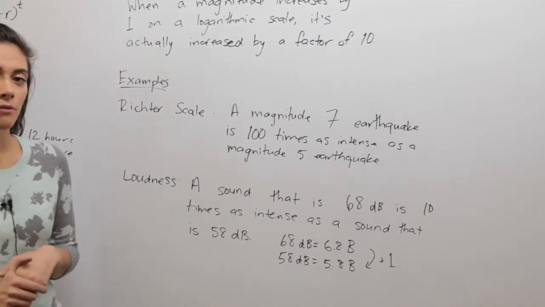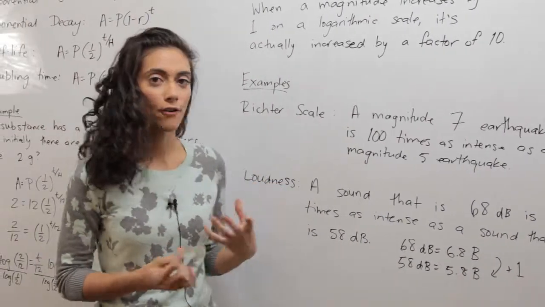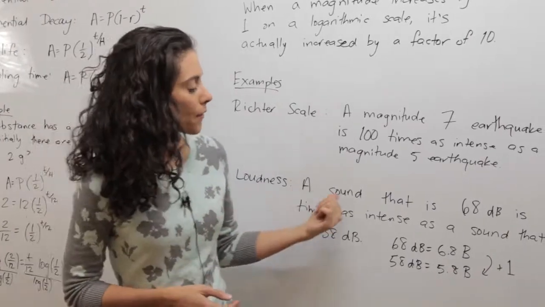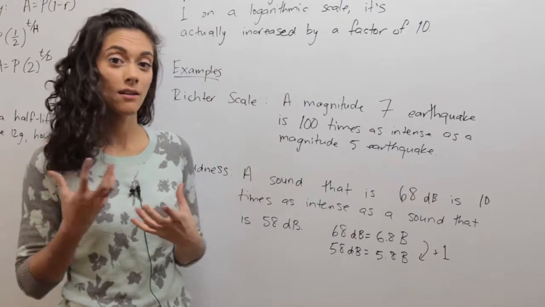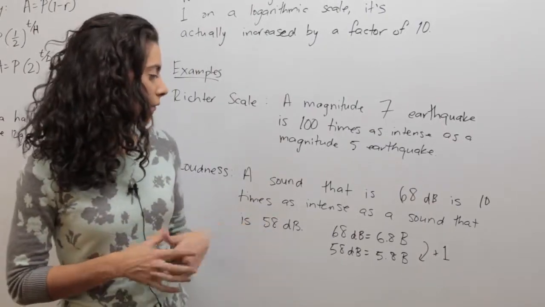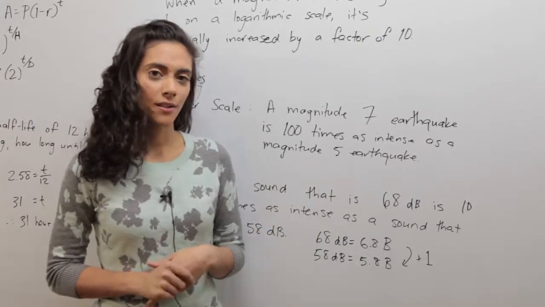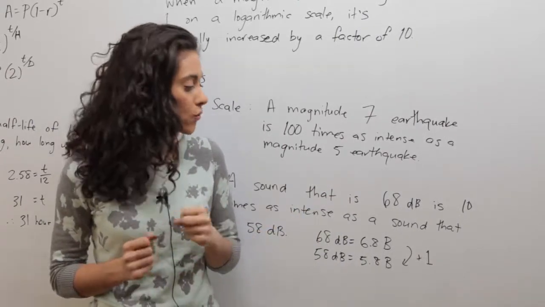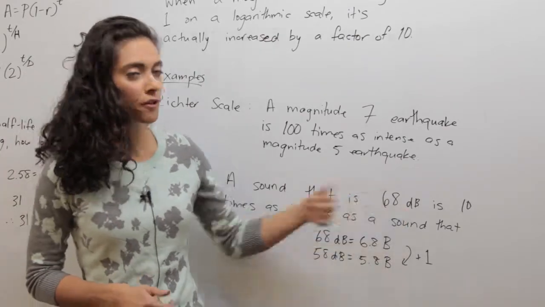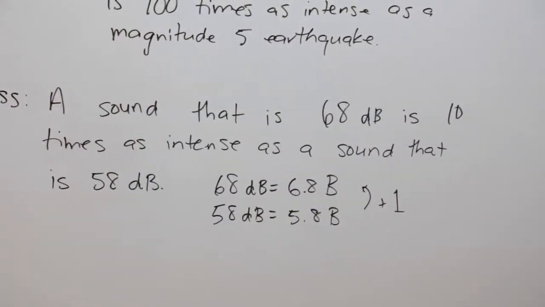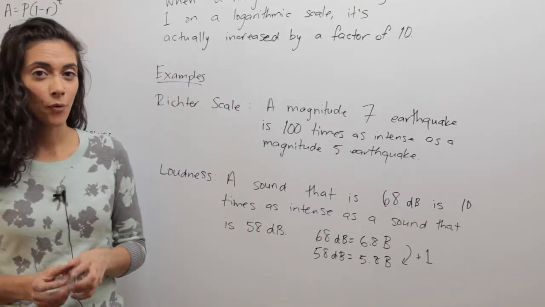Another common example that we use logarithms to deal with large numbers is loudness. You may have heard of decibels. A sound that is 68 decibels will sound 10 times as intense as a sound that is 58 decibels. Now these differ by 10. The reason why it's only an increase of 10 and not an increase of 10 to the 10 is because we have to convert these to bells. The prefix deci means 10. 68 decibels means 6.8 bells, and 58 decibels means 5.8 bells.